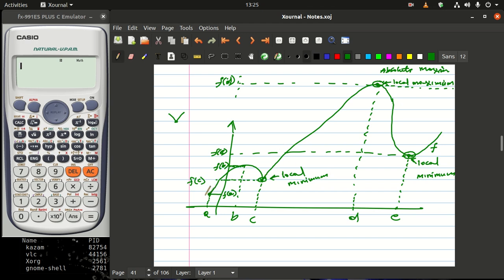If I look into this point here, you can see that this point is somewhere there, and it is the smallest value this function can actually have. So this one here, because it is the smallest, we call it the absolute. So it is an absolute minimum. So we have an absolute minimum.